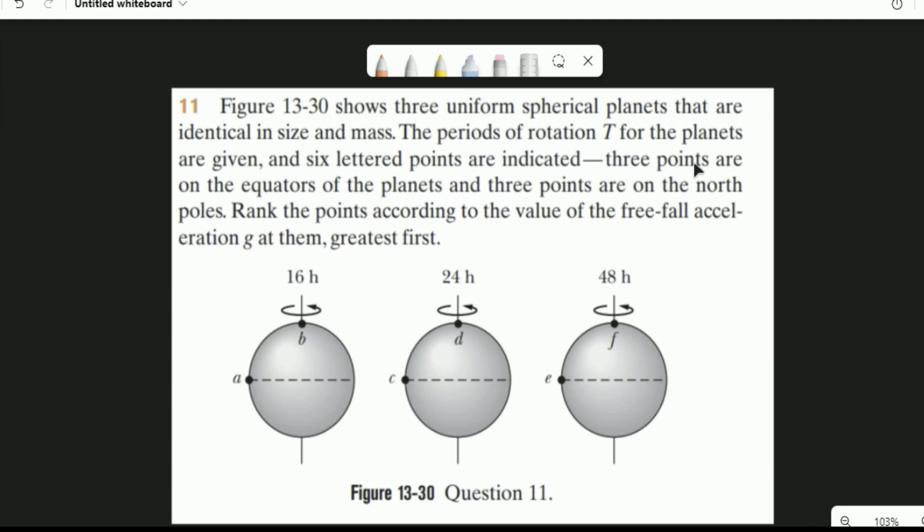Now, the impact we have to consider is the rotation of the planet about its axis. When a planet rotates about its own axis, the acceleration due to gravity is impacted by the position of the body. So let's draw a diagram to understand the concept and how we will solve this.